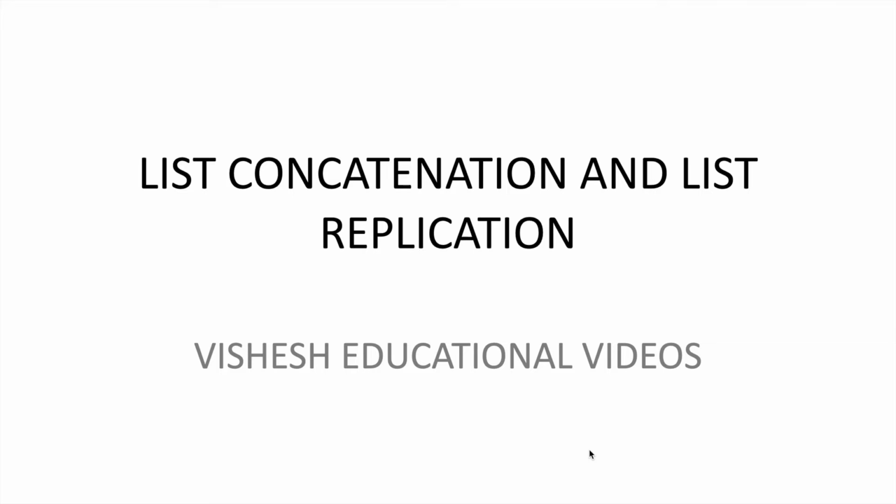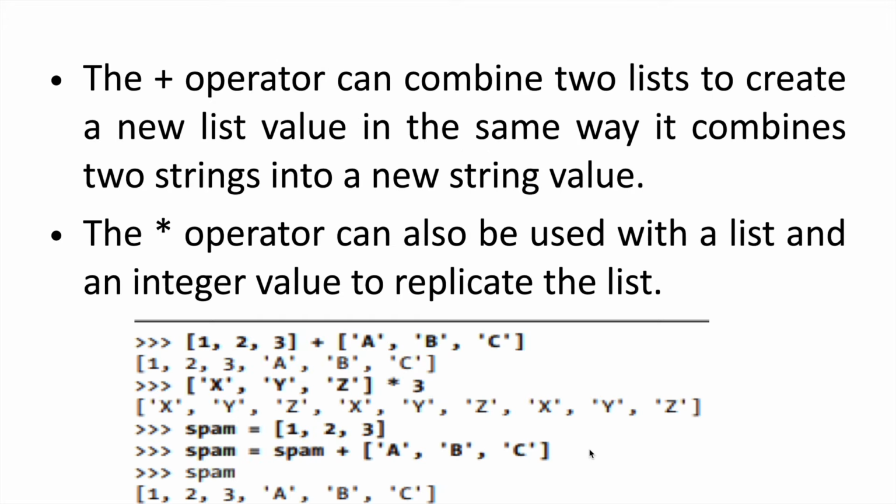So now I will begin the explanation of list concatenation and list replication. To concatenate two lists, I should use a plus operator. The plus operator can combine two lists to create a new list. Simple. It will take two lists and combine them to create a new list, in the same way as two strings.